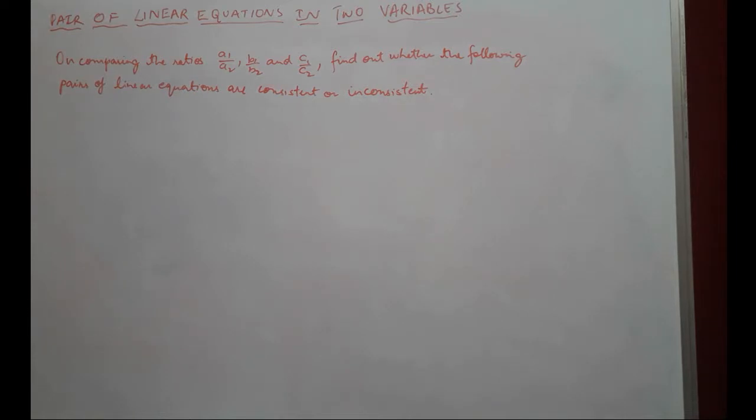On comparing the ratios a1 upon a2, b1 upon b2 and c1 upon c2, find out whether the following pairs of linear equations are consistent or inconsistent. Let's take the first problem. So our first problem is 3x plus 2y equal to 5 and 2x minus 3y equal to 7.